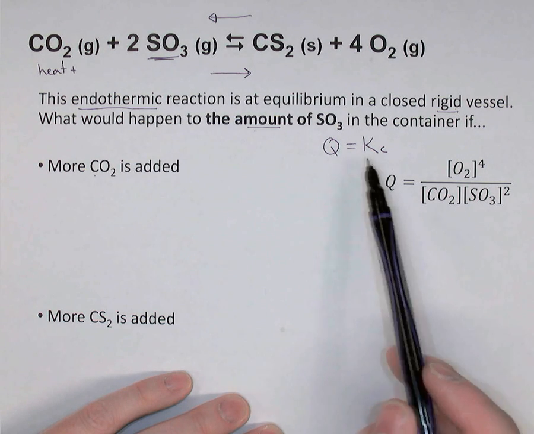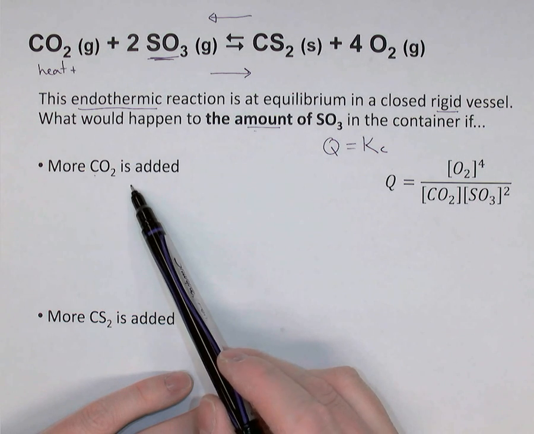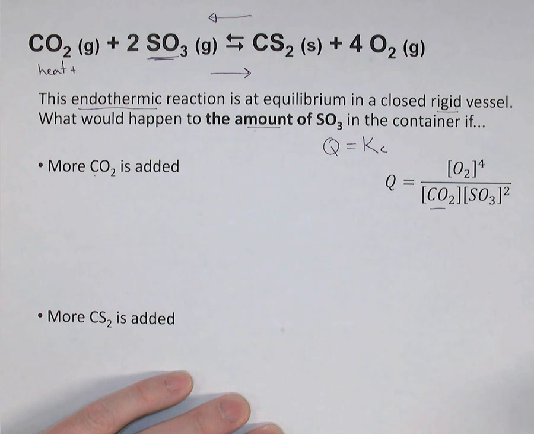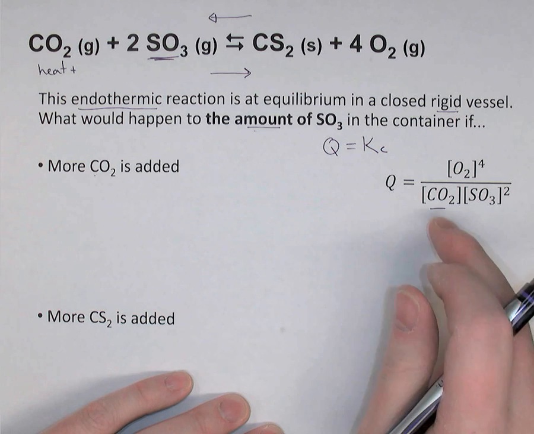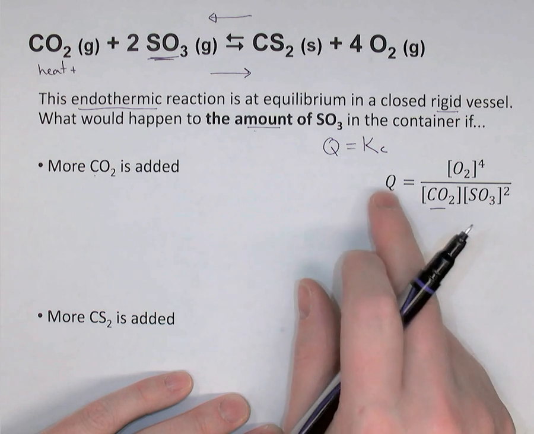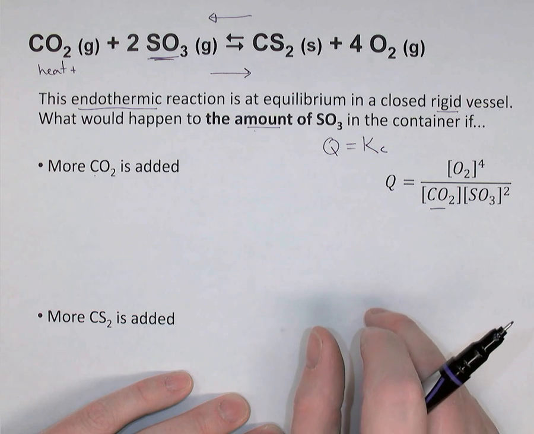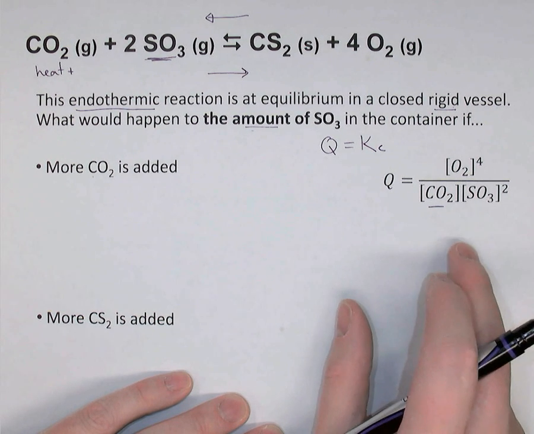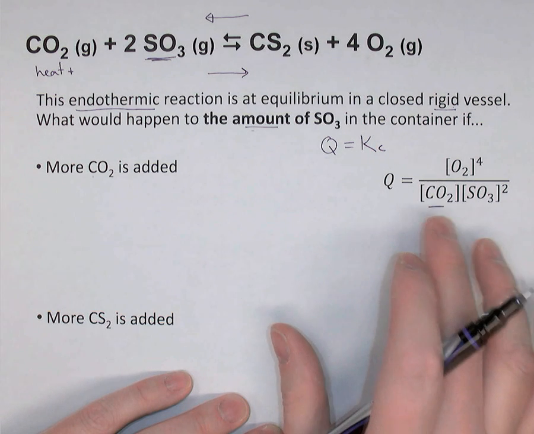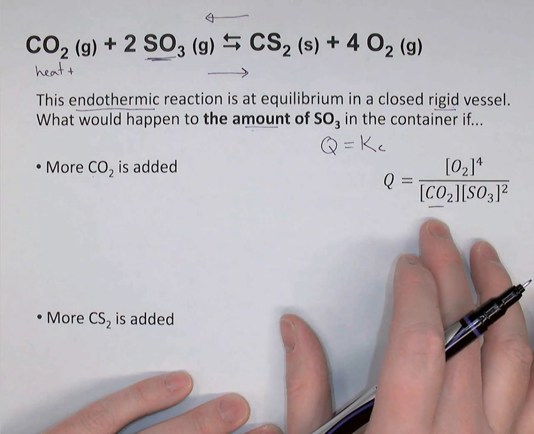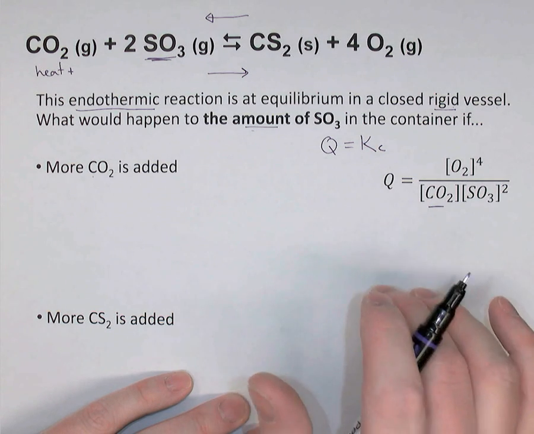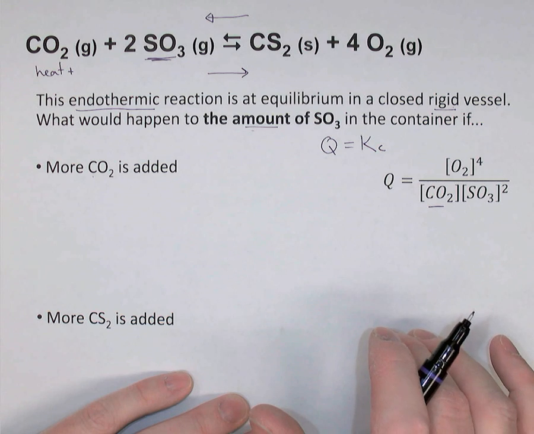So we have extra CO2 added to the system. Well, the CO2 is here in the denominator of Q. So what you would argue is that increasing the concentration of CO2 will cause Q to decrease. If you increase your denominator, the fraction gets smaller. So you'd start by saying increasing the CO2 concentration causes Q to get smaller. Therefore, Q is now less than Kc.